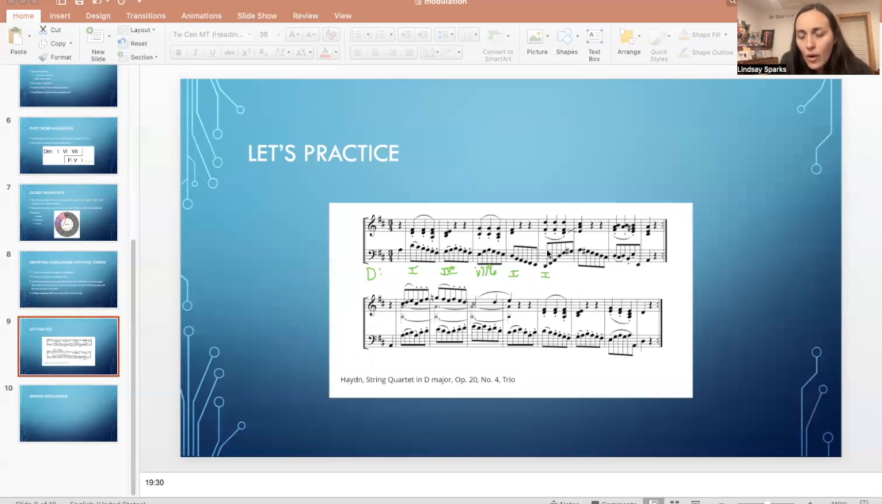So let's go back and see what we can do. We know that we had a cadence here in D, and then it seemed like we continued. Can we justify this chord right here? I don't know if you can see that, there you go. Can we justify that chord in A major? Because that certainly sounds and seems like where we're going.